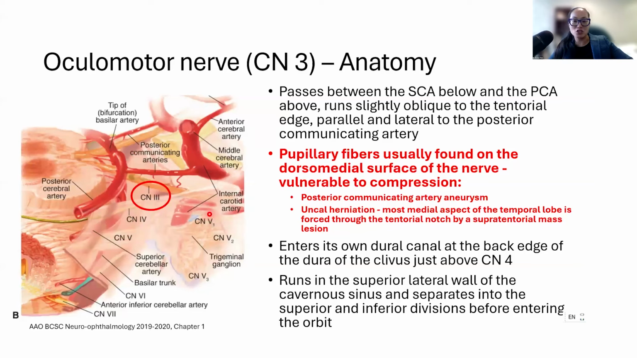After it enters its dural canal at the back edge here in the dura of the clivus, right above cranial nerve 4, it then runs in the superior lateral wall of the cavernous sinus before it separates into the superior and inferior divisions and then enters the orbit to innervate basically everything except for the lateral rectus and the superior oblique.